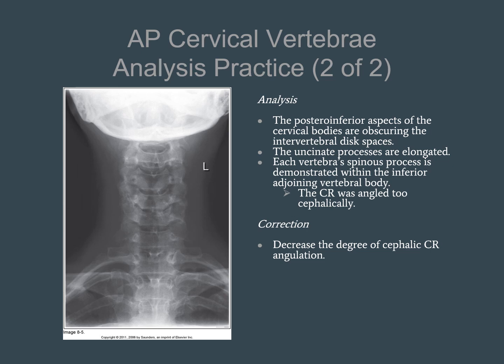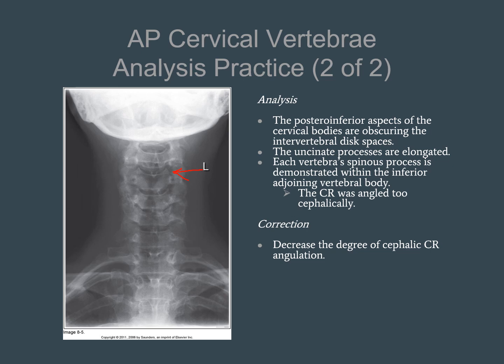In our second practice analysis here, we can see that our intervertebral disc spaces are again closed. The posterior and posterior-inferior aspects of those cervical bodies are obscuring those intervertebral disc spaces. You can see that these uncinate processes are elongated, which should indicate to you that there is a central ray misalignment. Also, each vertebral spinous process is demonstrated within the inferior adjoining vertebral body.